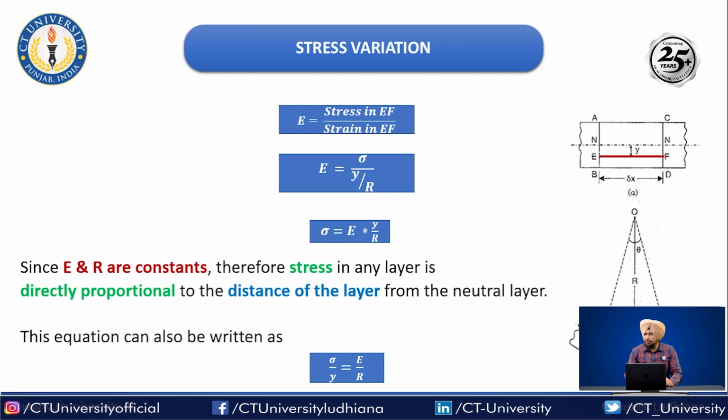With the help of this equation we have the relation between stress, the location of layer, the material, and the radius of curvature. So we have material property, geometrical property, and the condition. These parameters are involved in the first part. So this is the first part of the equation, sigma upon y is equal to E upon r.